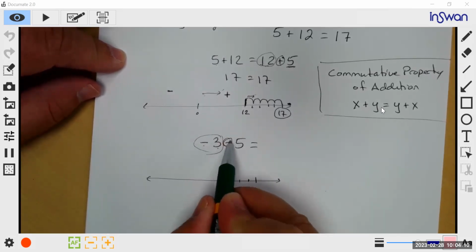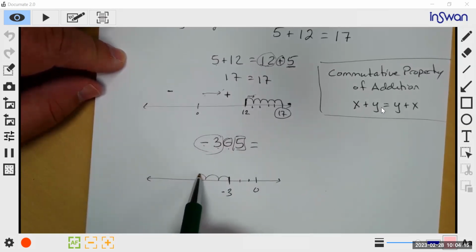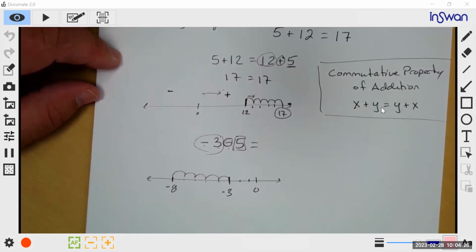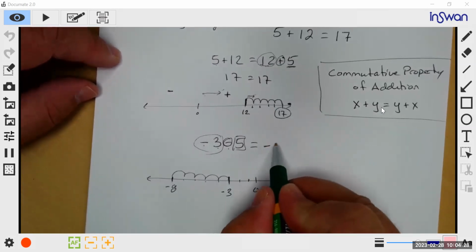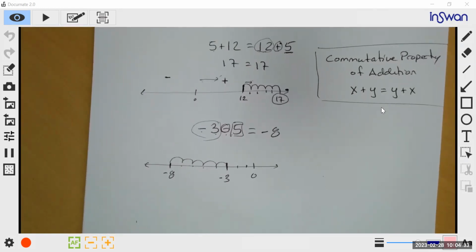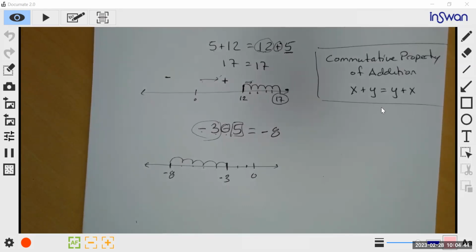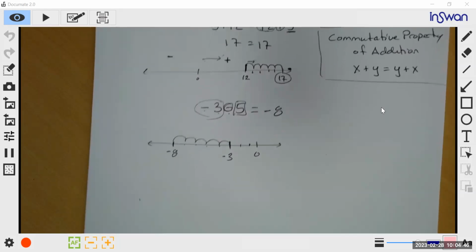Which direction do we keep on going? To the left. How many spaces? So 1, 2, 3, 4, 5. So -4, -5, -6, -7, -8. So the answer is -8. See, again, once I threw the negative out there, it changed the way you look at the equation. But there's a simple rule to understand here.